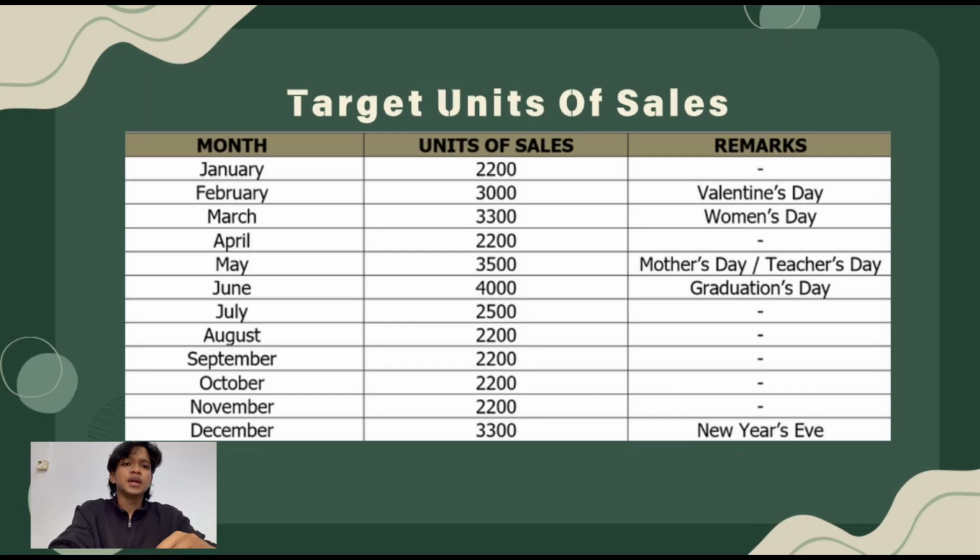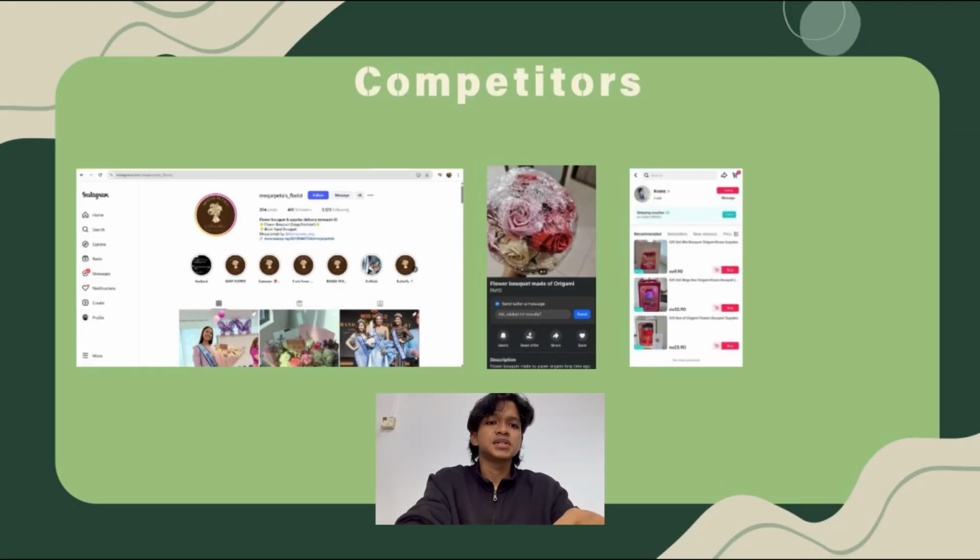We have also planned our monthly sales target based on seasonal demand. For example, we expect higher sales in February due to Valentine's Day and in May due to Mother's Day and Teacher's Day. Our higher projected sales are in June for graduation days and December for year-end celebrations. We also identify some competitors in the local handmade gift market. This helps us position our product more competitively in terms of pricing, quality, and uniqueness.